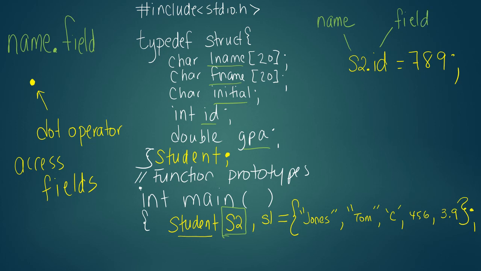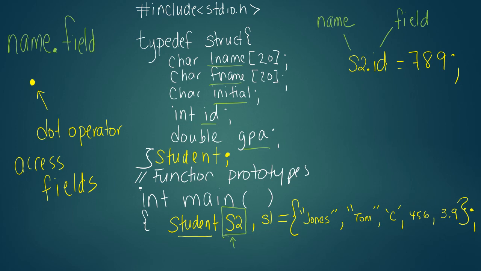So right here, this is the name of my instance of student, and this right here is my field. And all I put in between is a dot to indicate that I'm dealing with my instance of student called S2, and I want to get into the field.